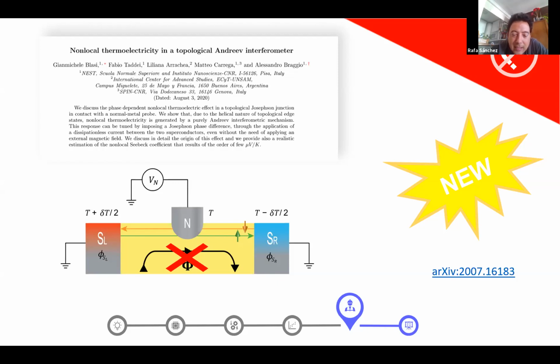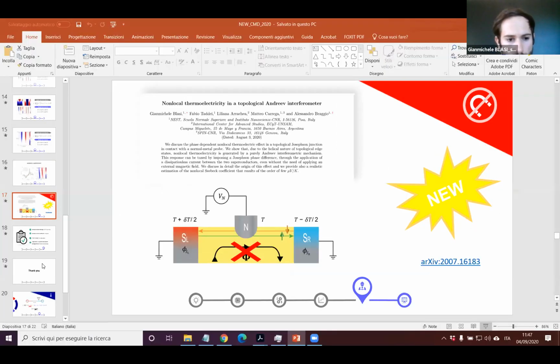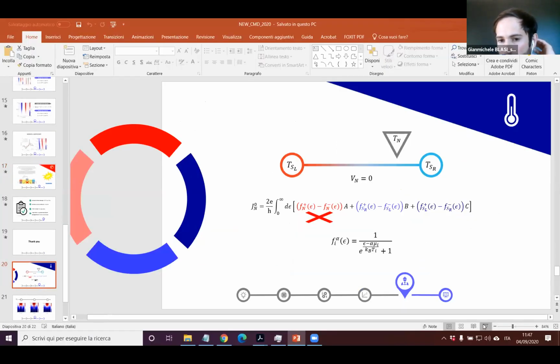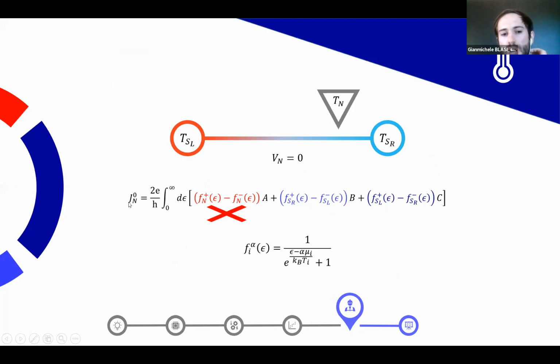I can understand that the position of the probe plays no role in the thermoelectric response because you have the helical edges. The temperature of the probe doesn't play any role. You can understand this by looking at the expression, for example, of the charge current inside the probe. This integral in energy can be factorized in these three terms. And as you can see here, there appear just differences of Fermi functions in the probe and between the two superconductors. This F_n plus is for electrons and F_n minus is for holes.